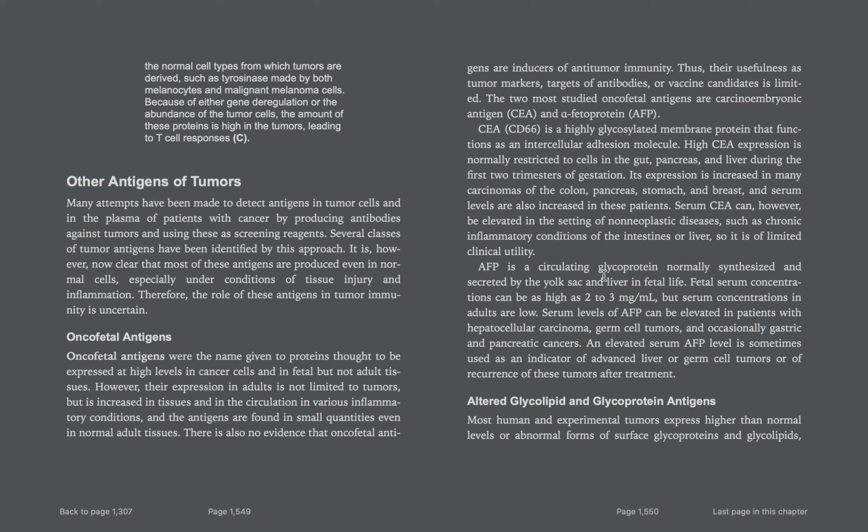Other antigens of the tumor. Many attempts have been made to detect antigens in tumor cells and in the plasma of patients with cancer by producing antibodies against tumors and using these as screening reagents. Several classes of tumor antigens have been identified by this approach. It is, however, now clear that most of these antigens are produced even in normal cells, especially under the condition of tissue injury and inflammation. Therefore, the role of these antigens in tumor immunity is uncertain.